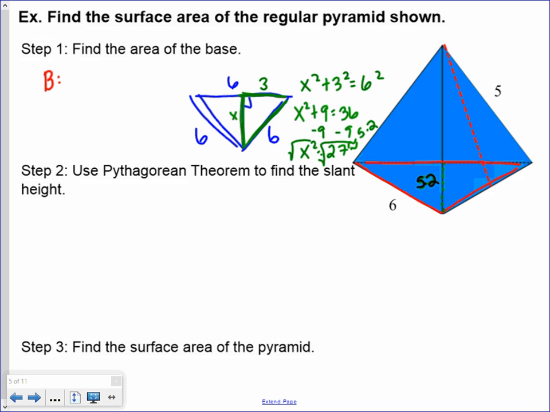All right, now we can find the area of the base. You're not going to have any where that happens, I promise. I don't promise, but I'm pretty sure. Base times height divided by 2 for this triangle. Our base is 6. Our height is 5.2. So 6 times 5.2 divided by 2. What does that give us? 15.6. That's your capital B.